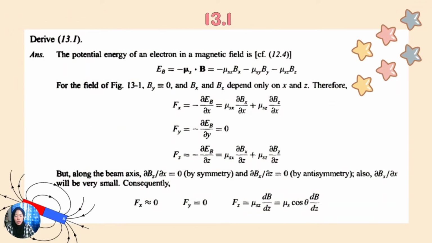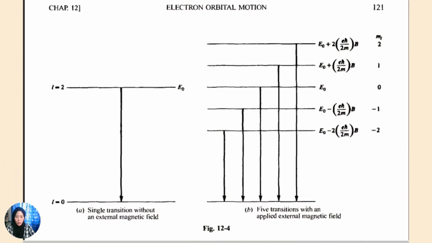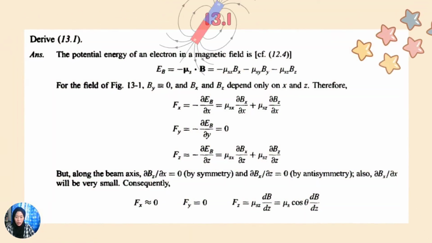So, for the first equation, we have to derive how we get the equation Fz equals mu s cos theta dB over dz. First of all, we have to know the potential energy of an electron in a magnetic field, referring to figure 12.4. This one, as you can see, shows the transition without an external magnetic field and the transition with an applied external magnetic field. We have to know that based on that figure.